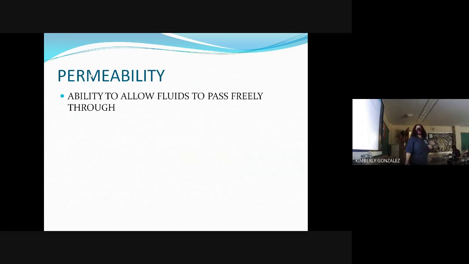Let's talk about permeability. Permeability is a yes or a no. It's a does it or it does not. There's no in between. It either perms or it does not perm. Permeability is the ability to allow water or a liquid to freely flow through it. It could take an hour for 1 drop of water to go through the substance, but it's still considered to be permeable.